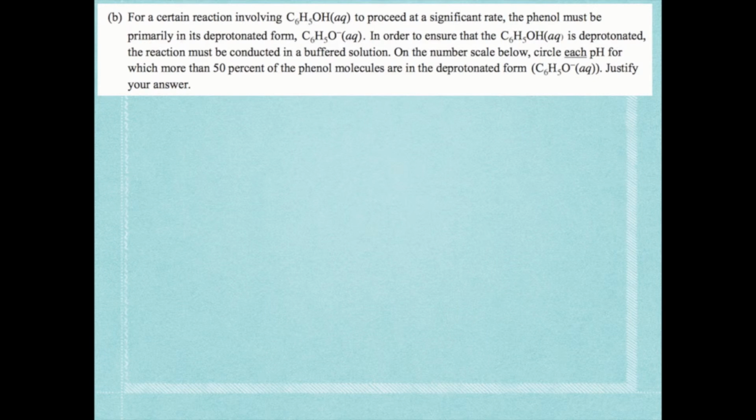deprotonated form. So, if I have more of the deprotonated phenol, what that means is that my pH is going to be larger than my pKa. Because remember, when I have equal amounts of weak acid and weak base, my pH equals my pKa. But if I want more base, my pH is going to have to be greater than my pKa, which means my pH is going to have to be bigger than 9.95, because that's what my pKa is. So that means that my pH is going to have to be either 10, 11, 12, 13, or 14.